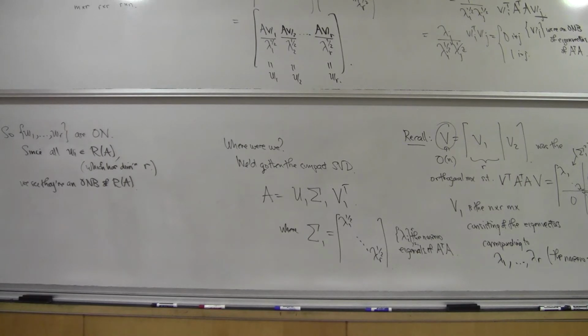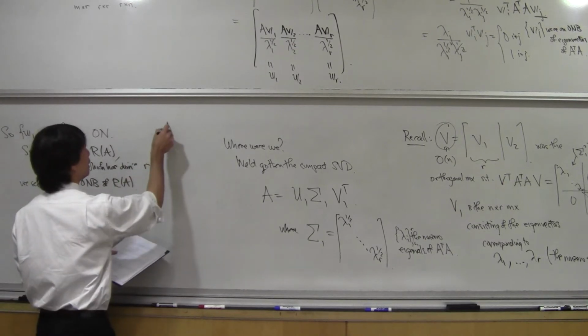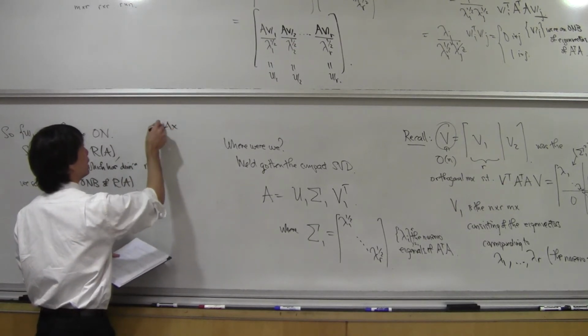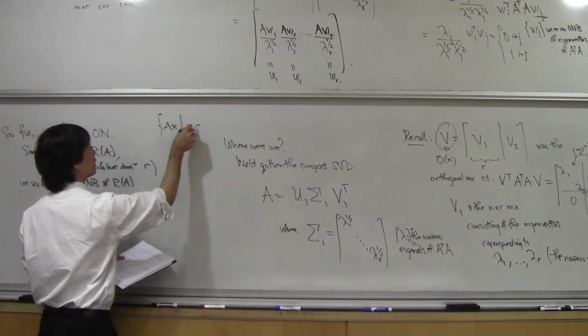What's the range again? What is the definition of that? It's the column space. Or another way of thinking about it is it's everything that looks like this.